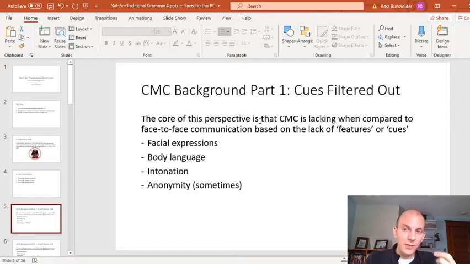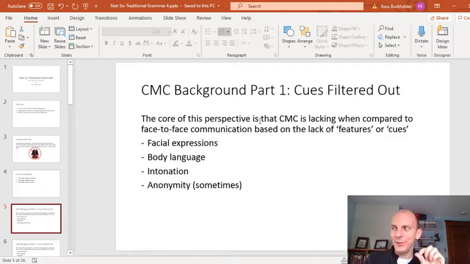And this cues filtered out theory in particular wants to say it's lacking when compared to face-to-face communication because it doesn't have all of the cues that face-to-face communication has. It doesn't necessarily have facial expressions or body language, things like intonation of voice, the pitch and rate and all of that kind of thing of the way that I'm speaking can be lost in some forms of computer-mediated communication. Even sometimes who you're talking to, you don't know, right? There's a level of anonymity that technology can have on communication that is somewhat particular to computer-mediated communication.